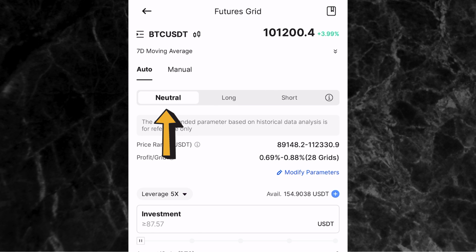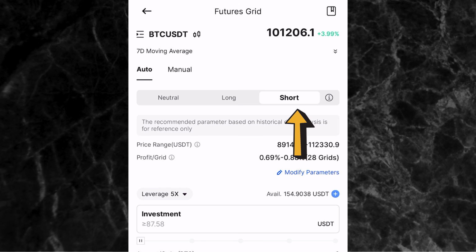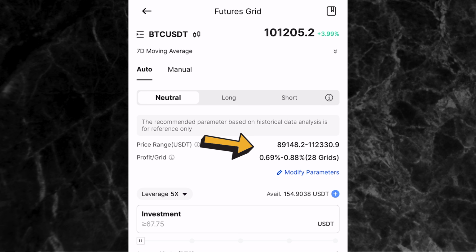Neutral means that you can make money when the market is going both up and down. Long means that you make money when the market is going up alone. And short means that you make money when the market is going down alone. That's just the meaning. So let's assume you want to do the neutral. Just click on neutral right there, and you'll see the automatic parameters I've talked about.